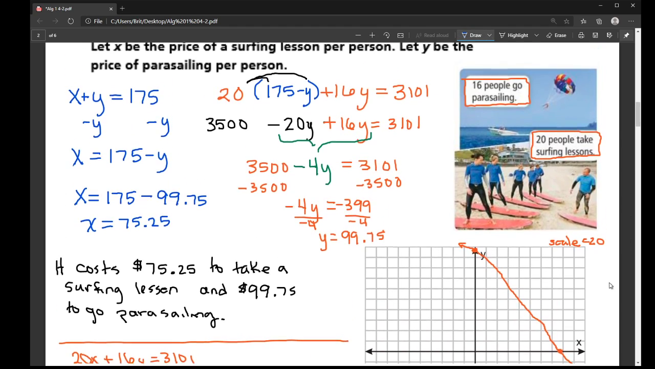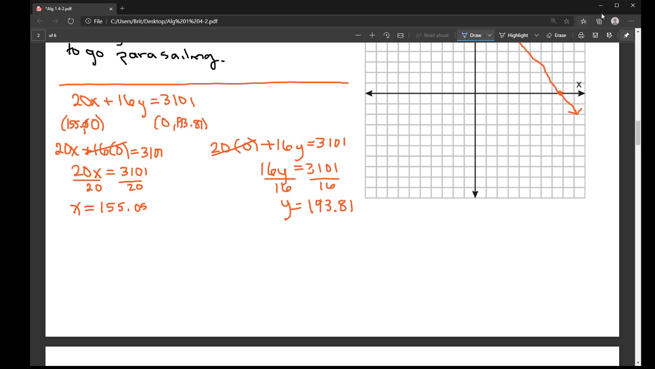So now I'm going to use x plus y equals 175, and I'm going to do the same thing. Now I can convert this to slope-intercept form if I want to. It doesn't really matter, but I'll go ahead and do that just so you guys can see it. I'm going to subtract x from each side to get y alone. So I have y equals negative x plus 175.